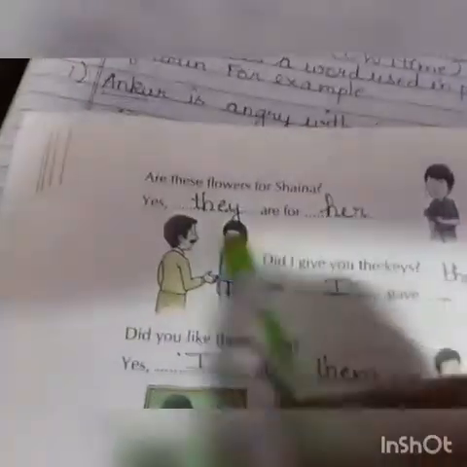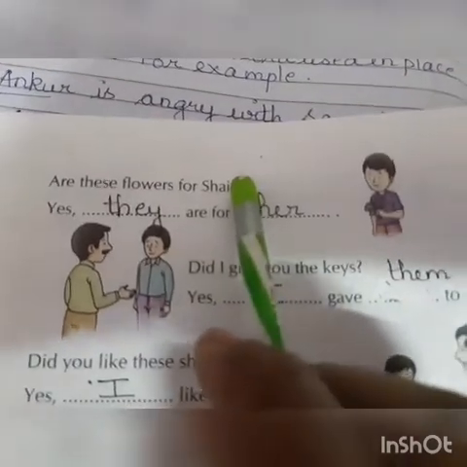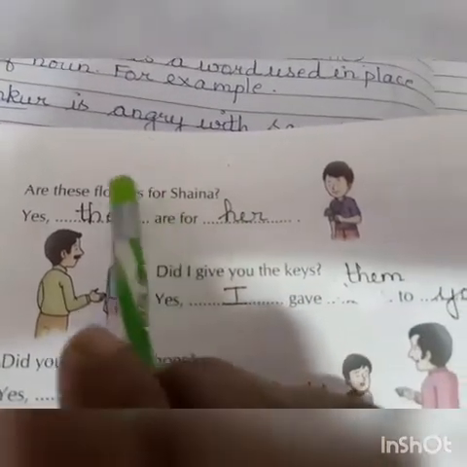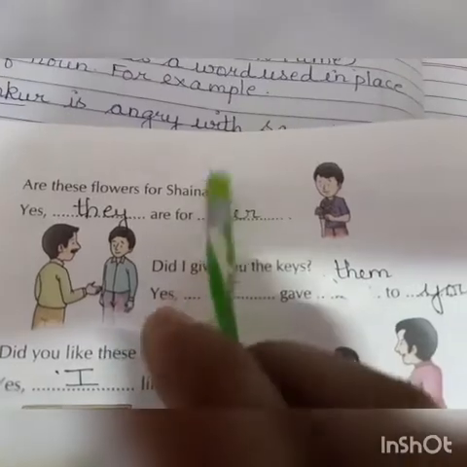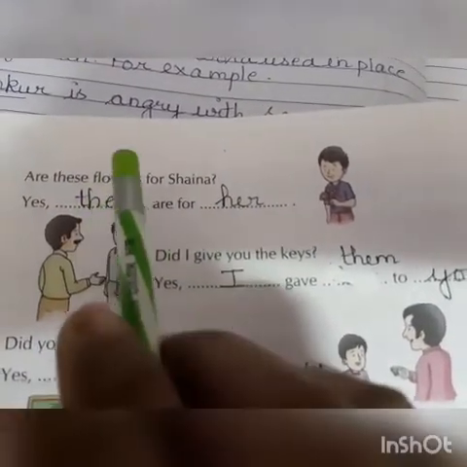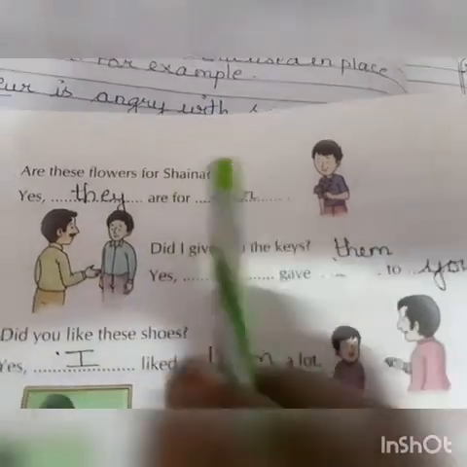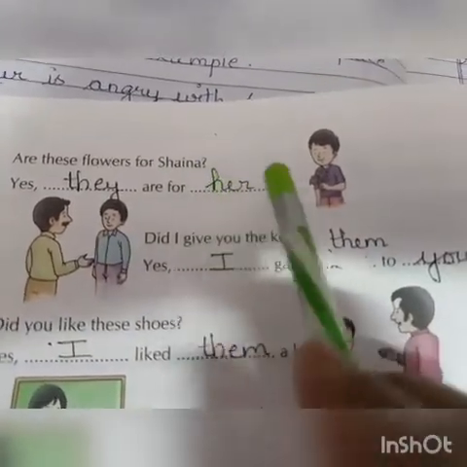Third one. Are these flowers for Shaina? Now flowers is the subject and Shaina is the object, because she is receiving the flowers. So yes, they are for her. We have written they for flowers, and for Shaina the pronoun becomes her. Shaina का क्या हो जाएगा pronoun में her.